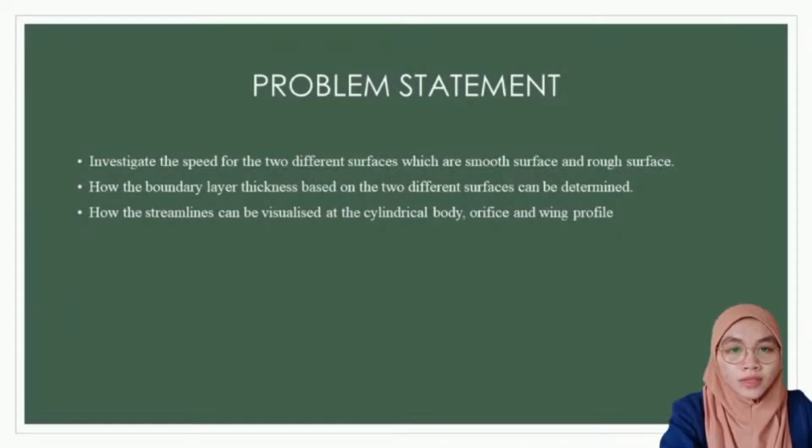The problem statement is to investigate the speed for the two different surfaces, which are smooth surface and rough surface. How the boundary layer thickness based on the two different surfaces can be determined, and how the streamline can be visualized at the cylindrical body, orifice and wing profile.